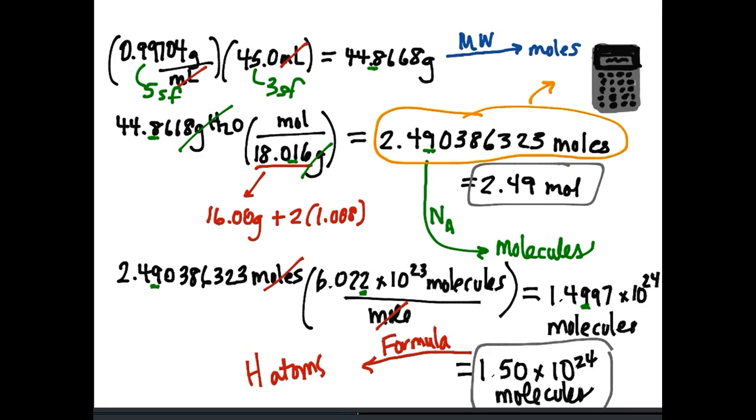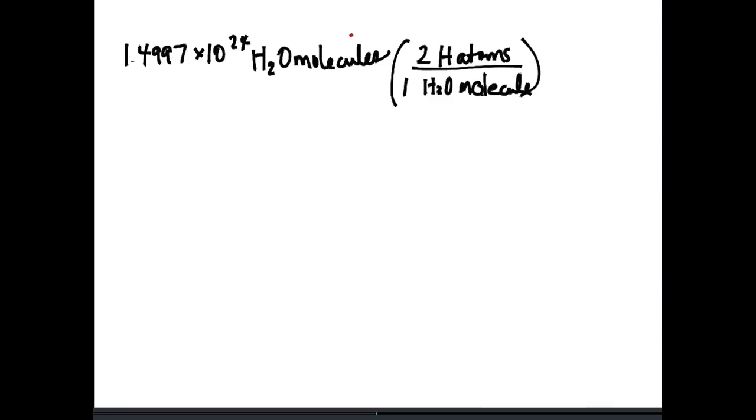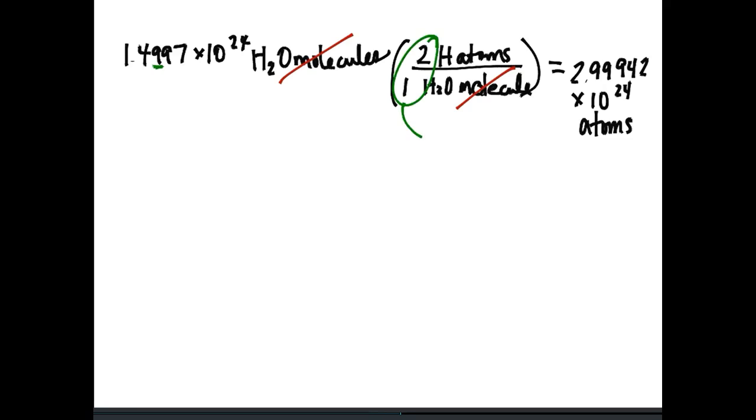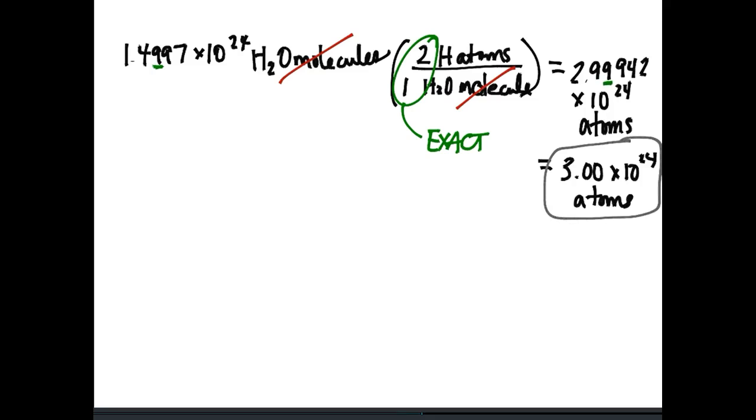We're going to use the unrounded number, which again is still in my calculator. There's my unrounded number, still in my calculator. I'm just going to multiply by 2. The molecules cancel, and that gives me 2.99942 times 10 to the 24. I need 3 sig figs. This ratio of atoms to molecules is an exact number, 2 to 1. So that does not influence my sig figs. And so now we're going to round this to here, 3.00 times 10 to the 24th atoms.